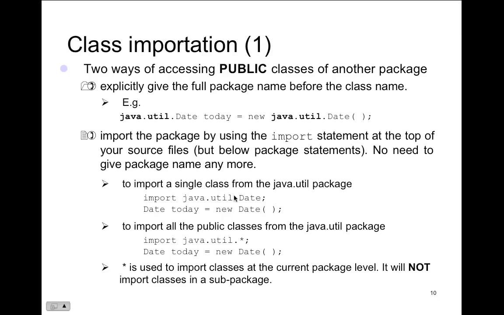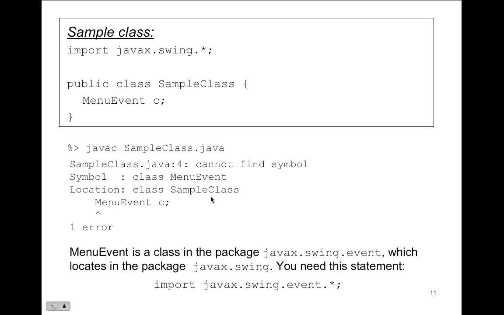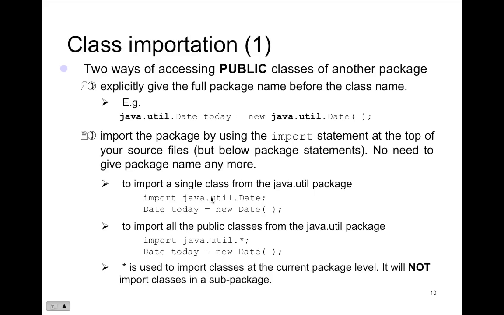This import happens at the top of the code, and only the top of the code. You can't put it in the middle. It doesn't work. So it's kind of like the includes in the C++ days. Import happens on the top. And then we can say java.util.Date, or we can just use the asterisk. And then we can say Date today is equal to new Date, and just use Date, which is what we've seen so far.